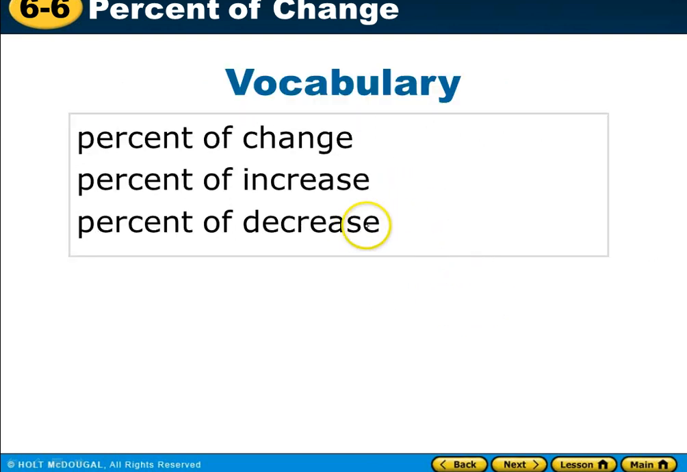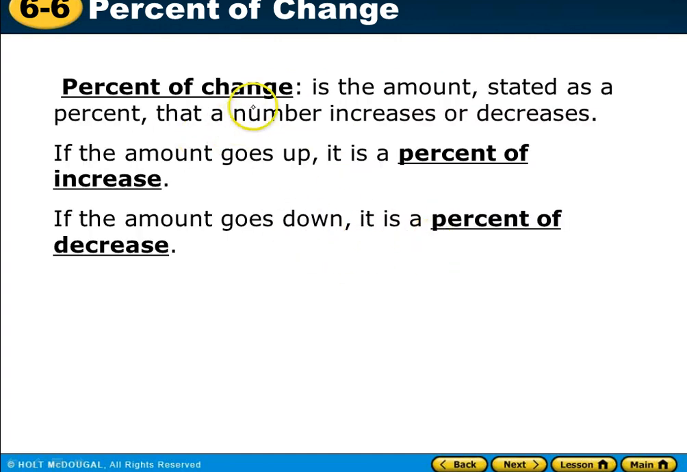Alright, so your vocabulary for today is percent of change, percent of increase, and percent of decrease. Now, percent of change is the amount, stated as a percent, that a number increases or decreases. So basically the numbers go up or down, but we put that as a percent. For example, we get a discount of 50%, so that means the item was marked down 50%, and then we get an increase, let's say a bonus of 5%, so that means we get a 5% raise.